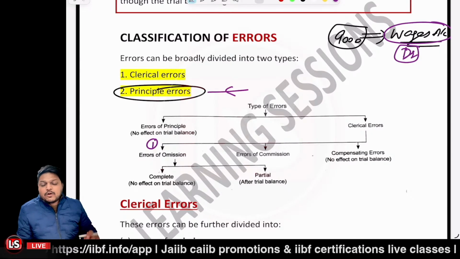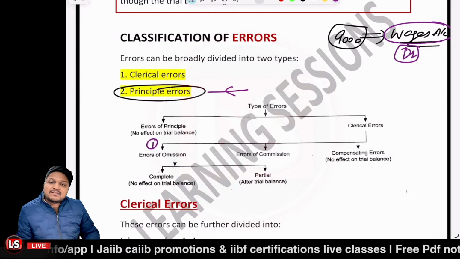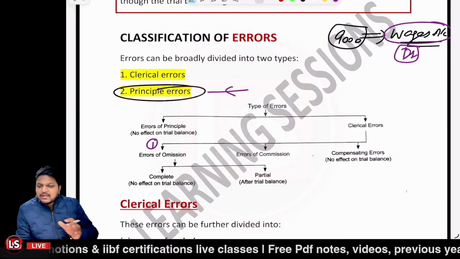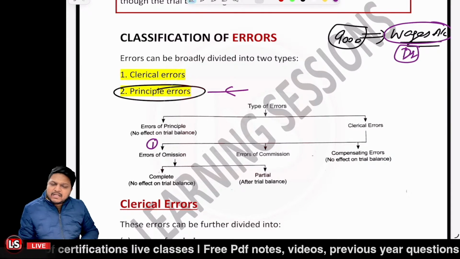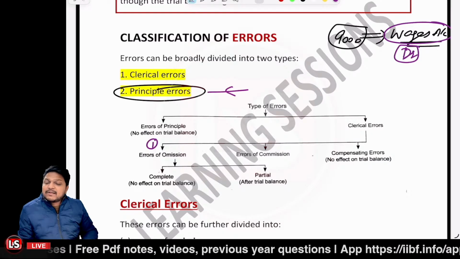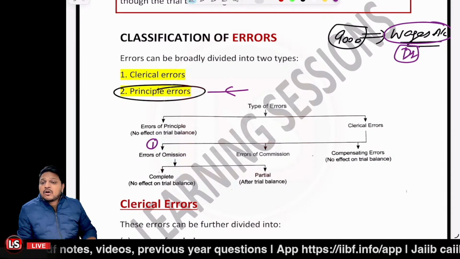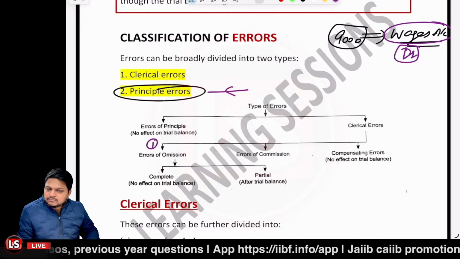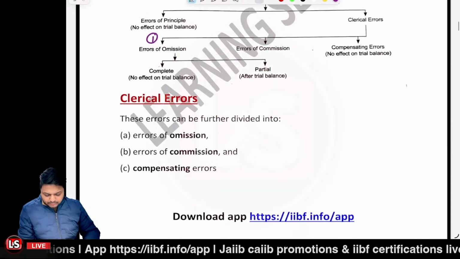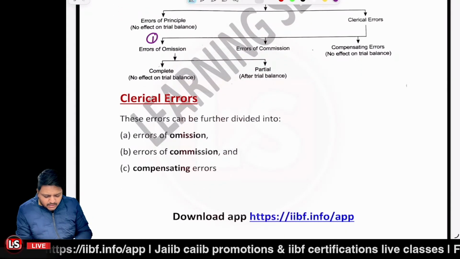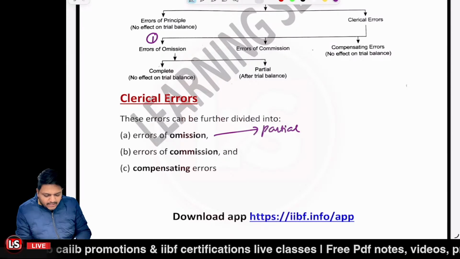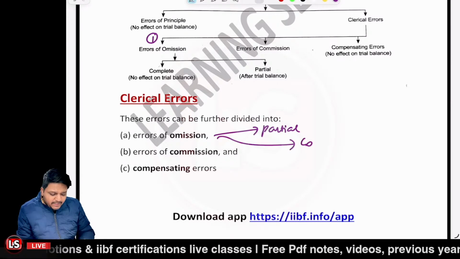Now, if you have completely omitted the entry, would it lead to the disagreement of the trial balance? Tell me, if the balance is not mentioned on the debit side and not even on the credit side, it is not going to lead anywhere. It's not going to make any difference in the trial balance because you have not recorded the particular transaction itself. In case of complete omission, there will be no issue. So we can say the error of omission is of two types: partial omission or complete omission.